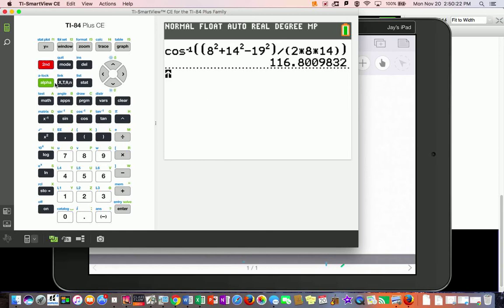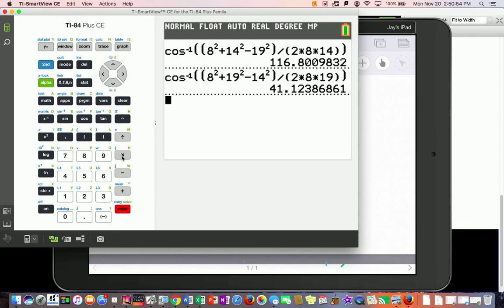So again, I can hit second cosine. I'm going to put another parentheses in, and I'm going to do 8 squared plus the 19 squared minus 14, that's the partner squared. Technically close it. Divide by, open another one. Now this is the bottom, so you go 2 times 8 times 19. Technically close it, and this is 41.12.